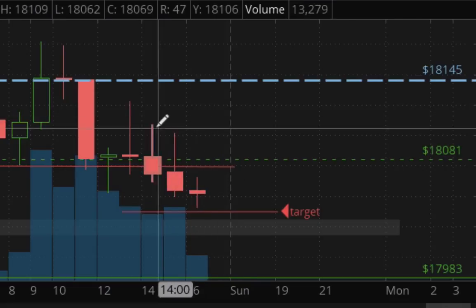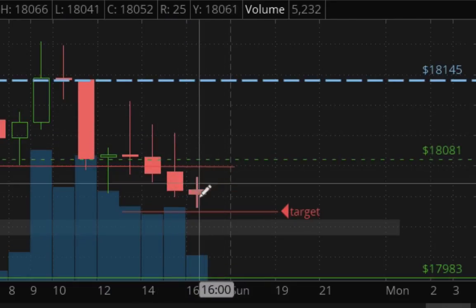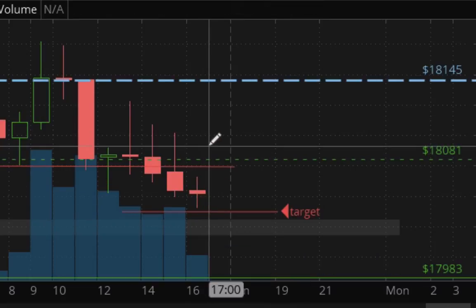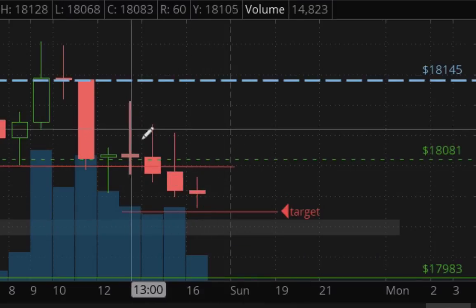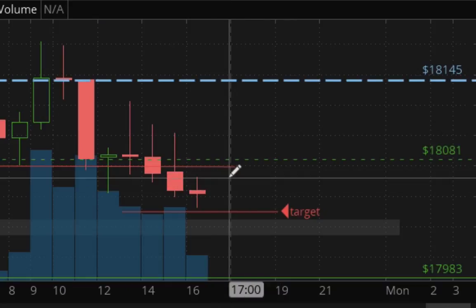Also, it's very difficult for me to watch the tweets while I'm trading and enter a tweet. So if I think the trade is going to last longer than an hour or 30 minutes, then I'll tweet it. If not, I'm just going to do a short-term trade.